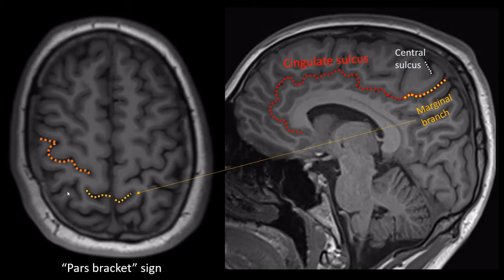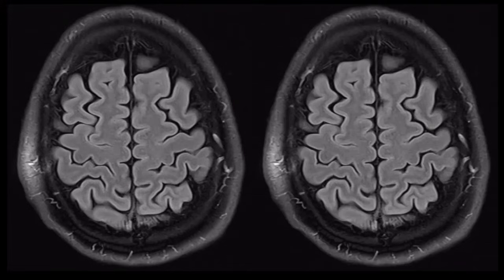And to confirm it, let's see if we can find a hand knob. Yeah, we have an omega hand knob on this side, and here we have an asymmetrical epsilon hand knob. So we are dead sure that this is the central sulcus and this is the precentral gyrus. So the pars bracket sign combined with the T sign or L sign and the hand knob is sometimes useful. As I said, I mostly use the L sign or T sign and combine it with a hand knob, and then I'm pretty convinced I found my precentral gyrus.